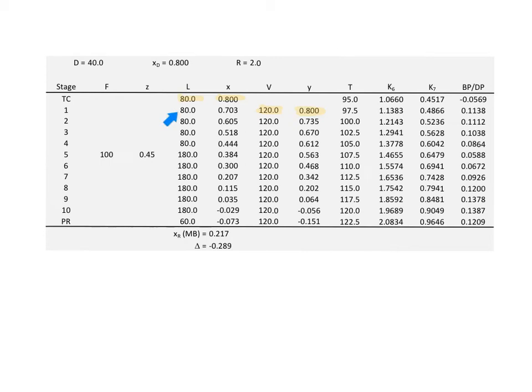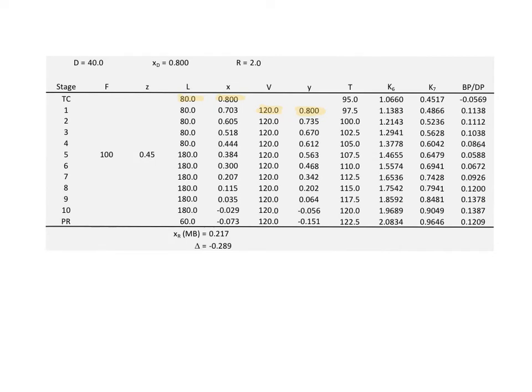The liquid flow rates are all calculated based on the total mole balance. When we get to the feed tray, we see that the flow rate goes up by 100 moles per second because the feed was a saturated liquid, which we assume goes entirely into the liquid stream. Not necessarily true, it's an approximation, but we'll go with that. At the reboiler, we take out 60 moles per second as liquid, leaving 120 moles to go back up to the column as vapor.